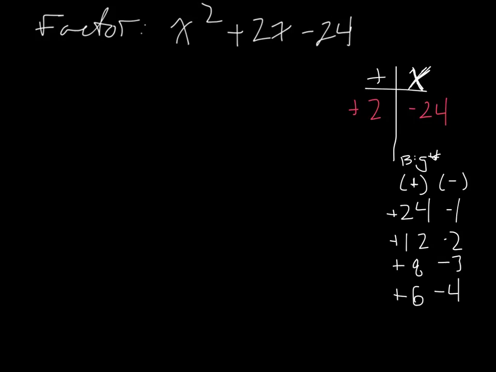And then I take a second and I start to do some thinking. So, what's positive 24 minus 1? Nope. What's 12 minus 2? That's 10. What's positive 8 minus 3? That's 5. What's positive 6 minus 4? Hey, look at that. That makes positive 2.